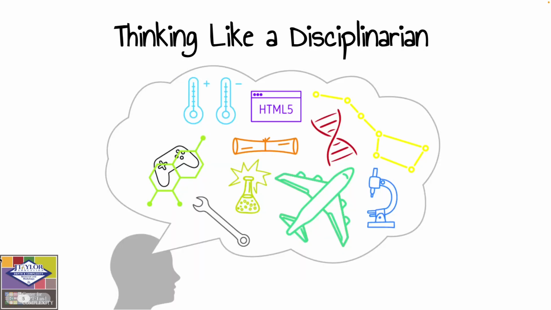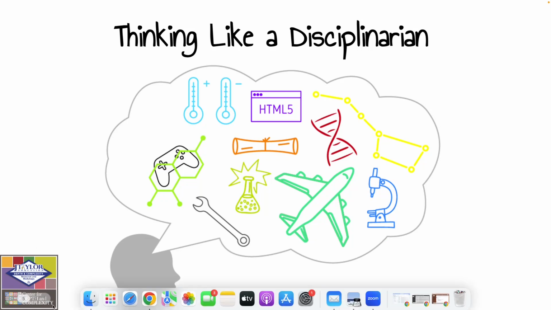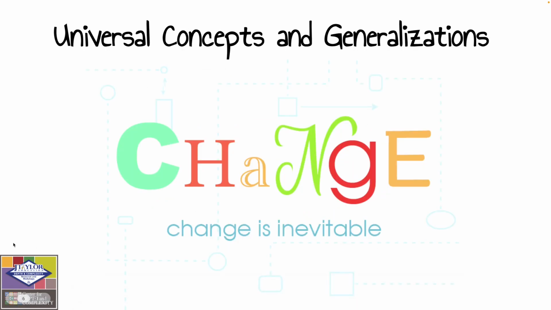The next piece of the framework is thinking like a disciplinarian. When students are encouraged to think like a disciplinarian, they are becoming the expert. They are using the language, tools, thinking skills, and products that are inherent to that discipline. By assuming the role of the disciplinarian, students explore the advanced, sophisticated, and complex concepts of the discipline, as well as make connections across the disciplines.